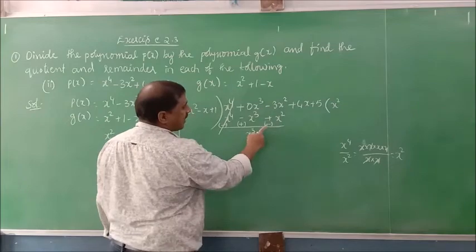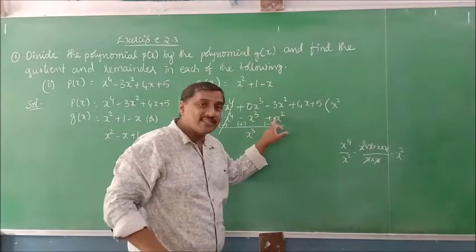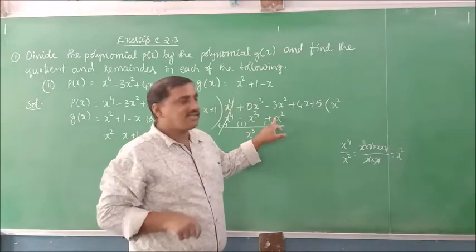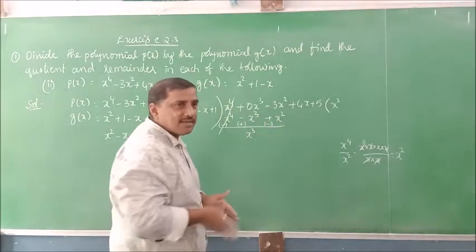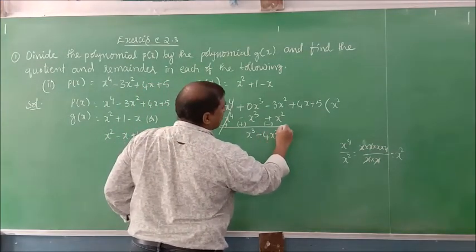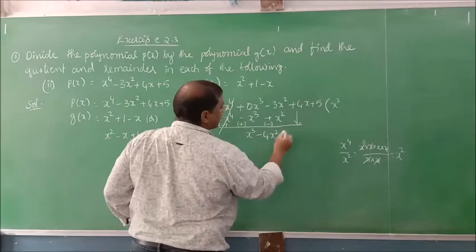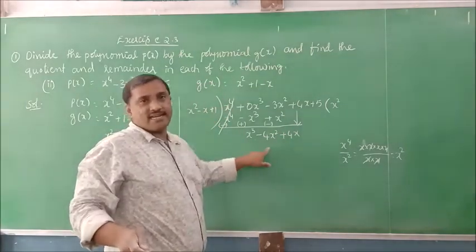Minus 3x square minus x square. Minus x square means minus 1x square. Minus 3 minus 1 is equal to minus 4. Add the numbers, the same sign is there. So minus 4x square. Then bring the next term. What is the next term? It is plus 4x. Now this will act as the second dividend.